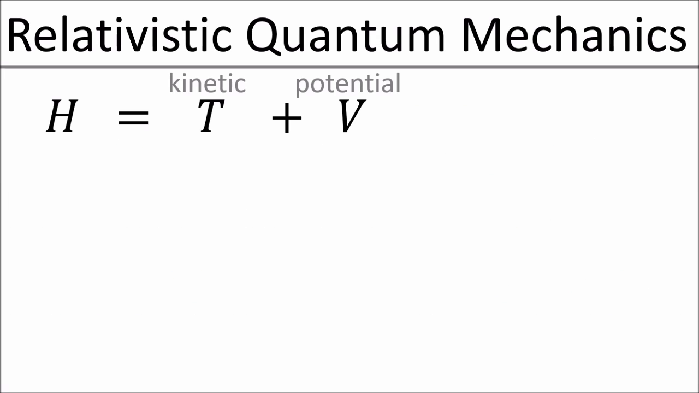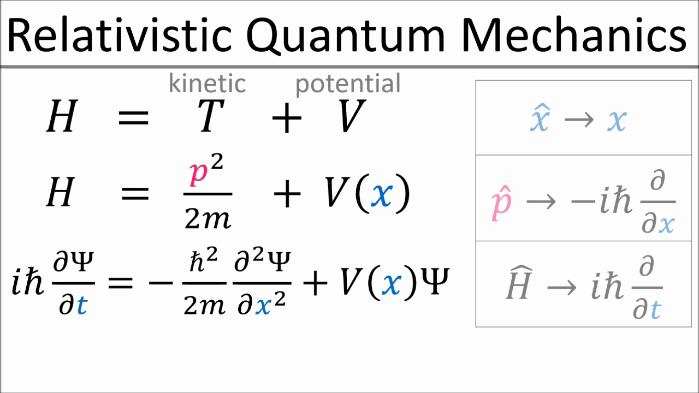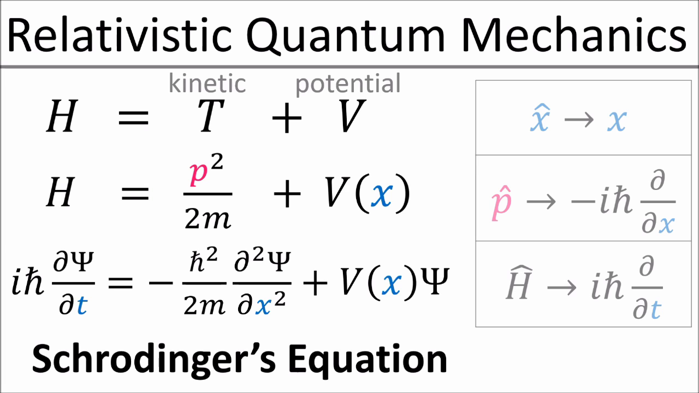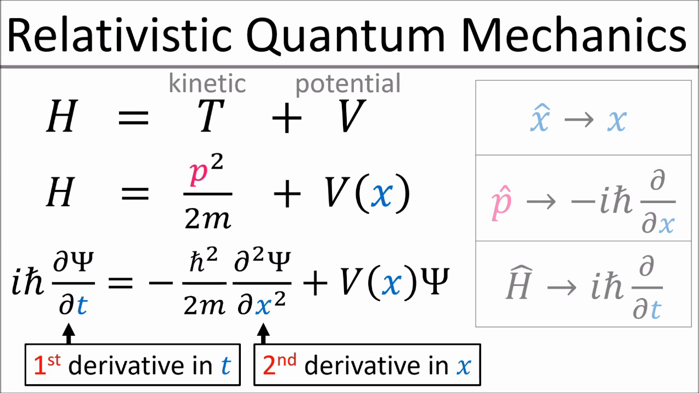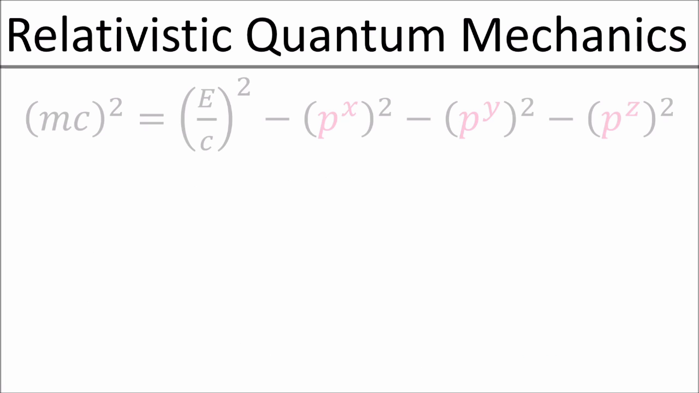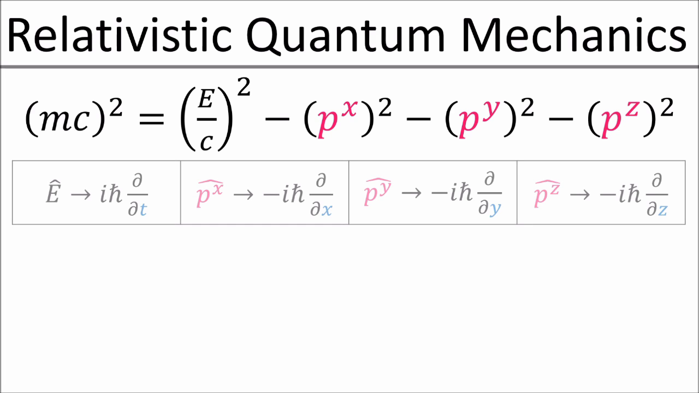Using the standard kinetic energy and potential energy terms from classical physics and applying the quantization rules, we see that the Schrödinger equation for a single particle has a first derivative in time and a second derivative in space. And the equation will change form if we use a Lorentz transformation, which means it is not compatible with special relativity. We can try to fix this by starting instead with the mass-energy-momentum relation from special relativity, and applying quantization rules to that instead. Note that this doesn't contain a potential energy term, so we're ignoring potential energy here.